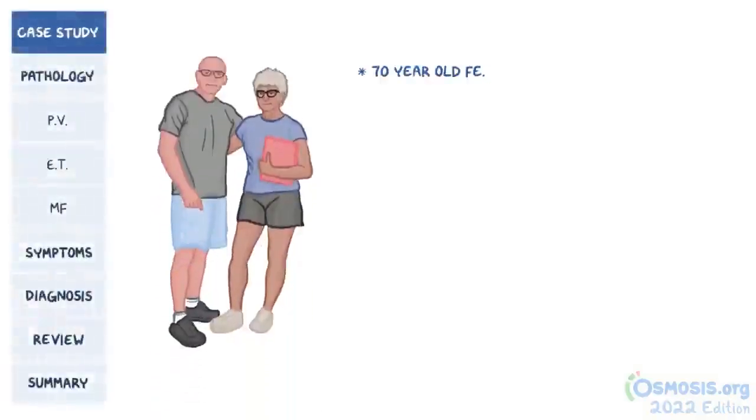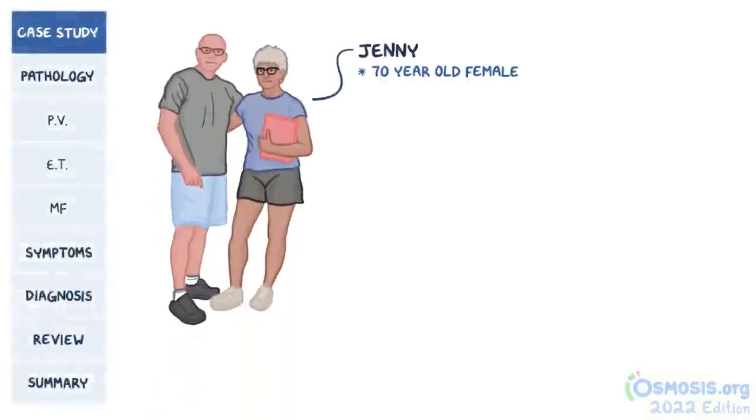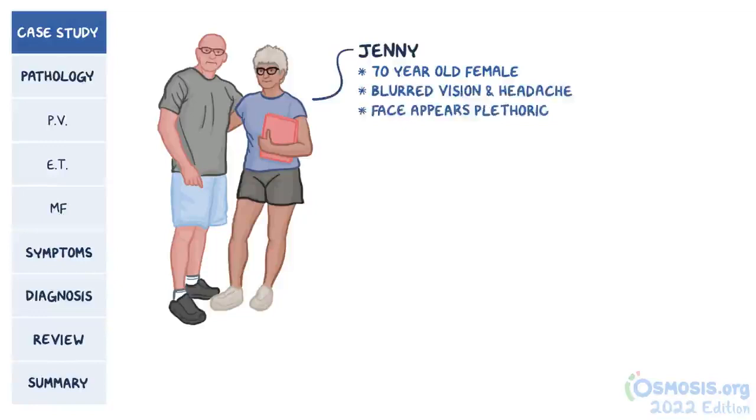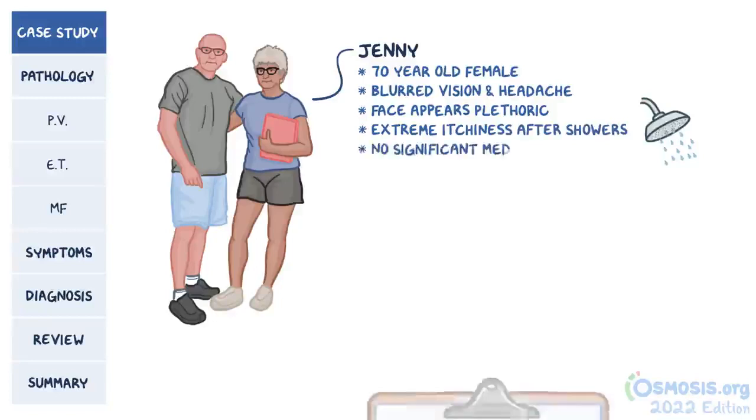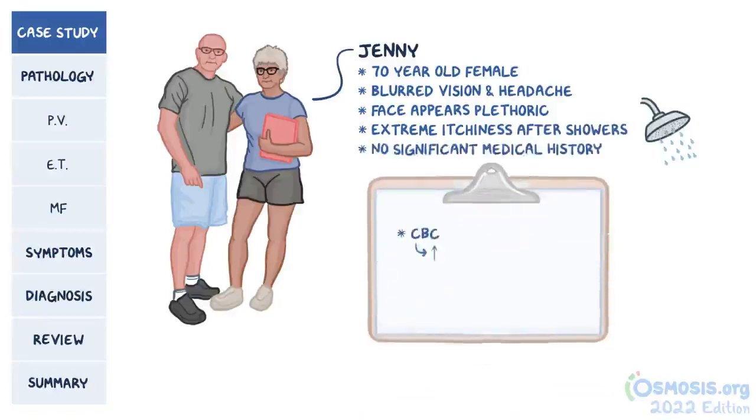A 70-year-old female named Jenny is brought by her husband to the emergency department complaining of blurred vision and headache. Her face appears plethoric, and her husband says that Jenny has been complaining of extreme itchiness after showers for the last few days. She has no significant past medical history. CBC shows increased hematocrit and slightly increased platelets. Uric acid is also increased.